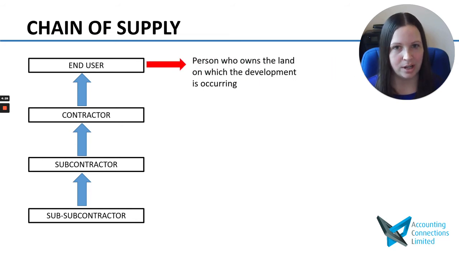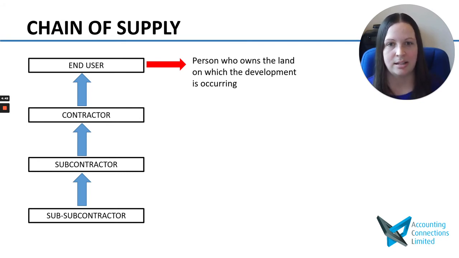The end user tends to be the person who owns the land on which the development is occurring. Okay, so that person doesn't necessarily have to be VAT registered or CIS registered. It just has to be the last person in the chain, the person who's requested the work be done and the person who owns the land.